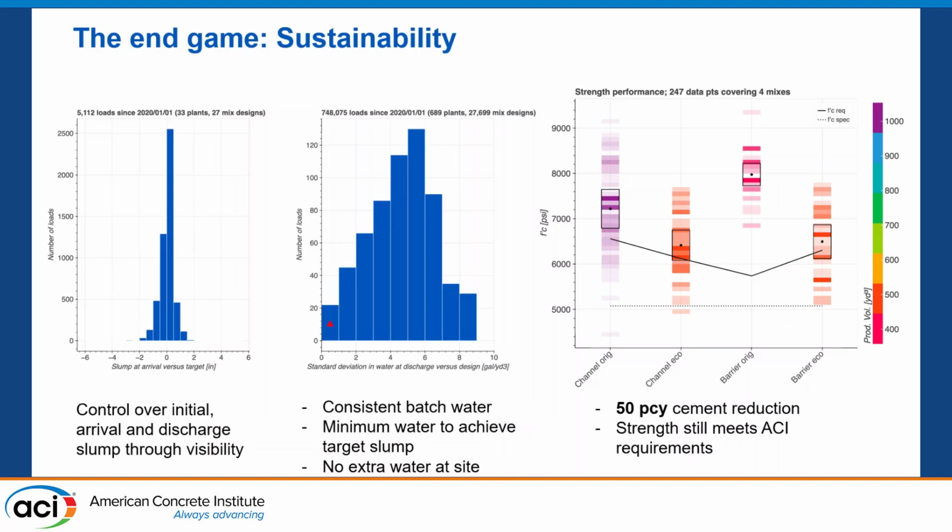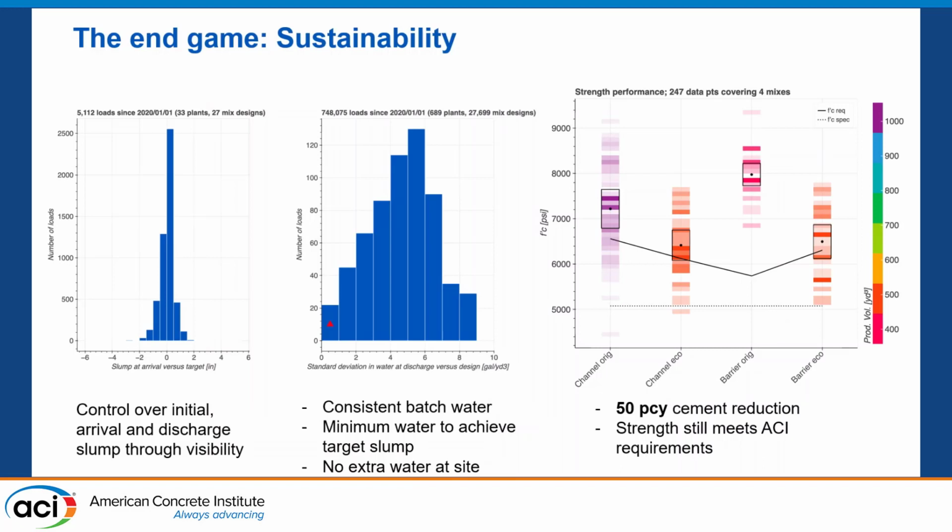You got your consistency, your standard deviation went down, and then they could basically look at that and start to take out their cement. They did this with two different mixes, a channel mix and a barrier mix. This is a little histogram of the actual strength tests they have for the original here, and then they took out 50 pounds of cement per cubic yard. And then these are the resulting strength distributions.